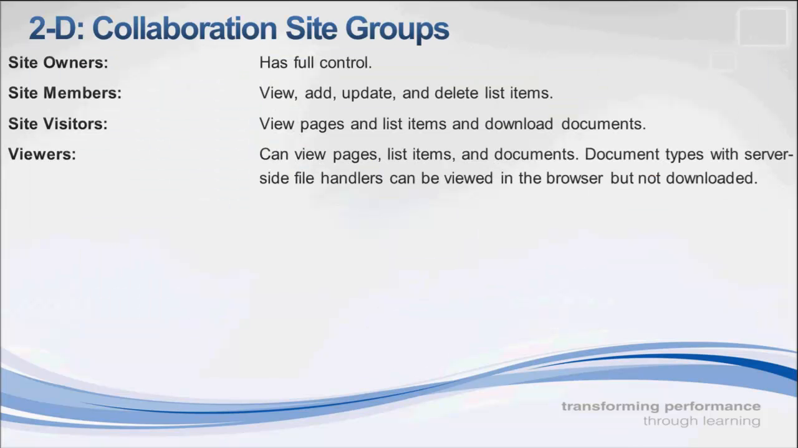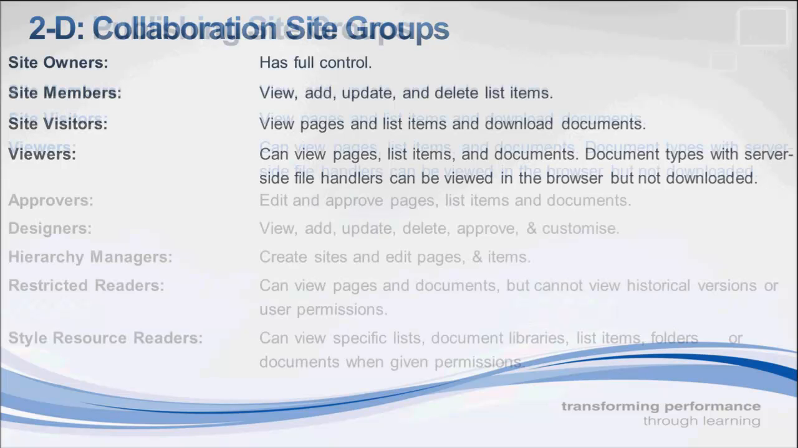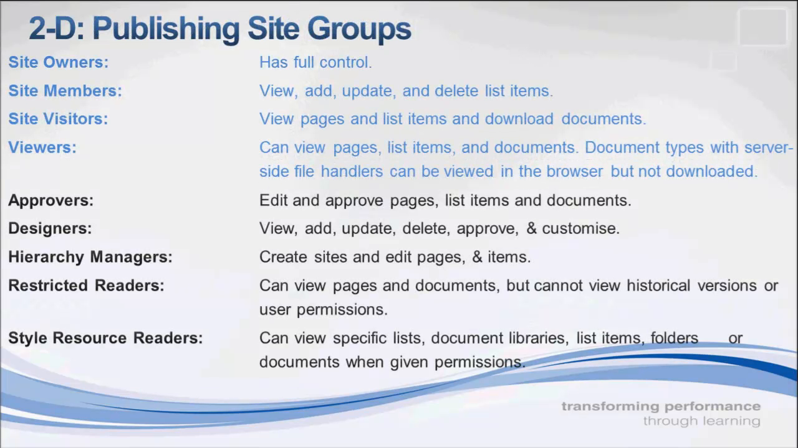Now, these are the typical team site or collaboration site groups: owners, members, visitors, and viewers. If you're working with a publishing site, you'll also get approvers, designers, hierarchy managers, restricted readers, and style resource readers.